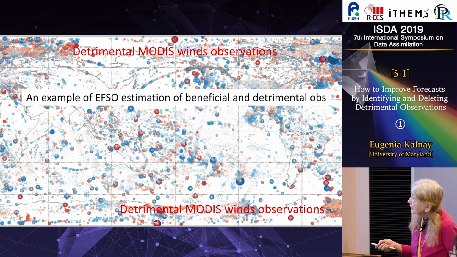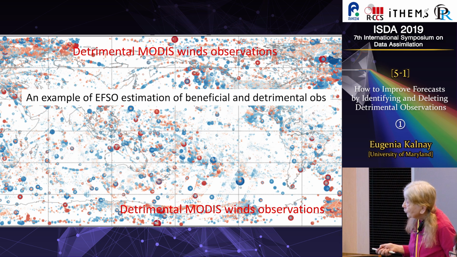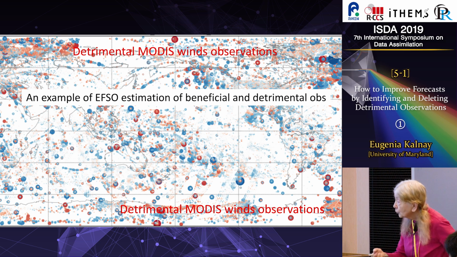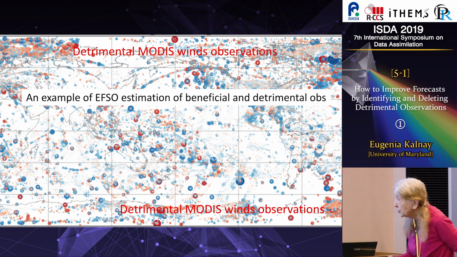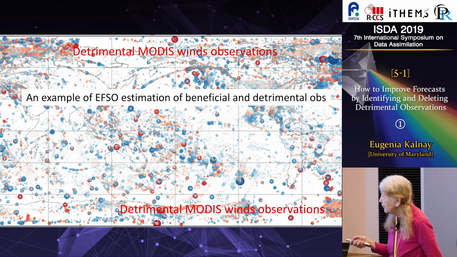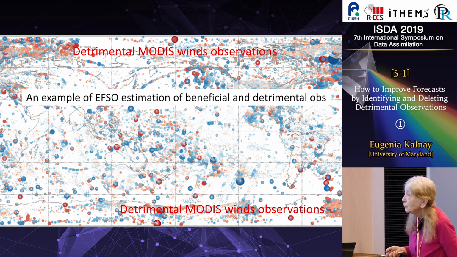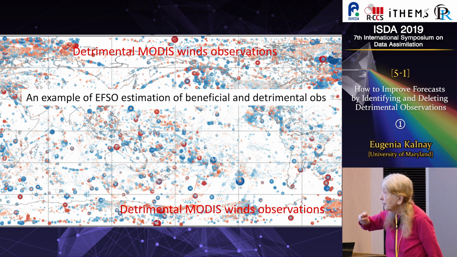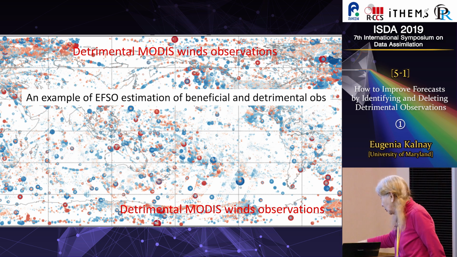So we can see that for example, at high latitudes over here, there is a bunch of many observations that are red. So they are detrimental. They happen to be detrimental model wind observations, and this was when Yoichiro Hotta did this experiment for the first time. It was the first time that it was found that model winds had detrimental episodes.